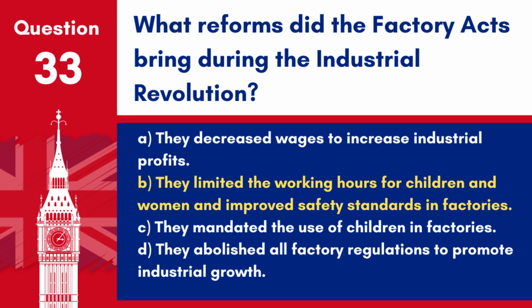Answer: B. They limited the working hours for children and women and improved safety standards in factories. The Factory Acts were a series of laws passed to mitigate the worst abuses of industrialization, marking the beginning of modern employment law in Britain.